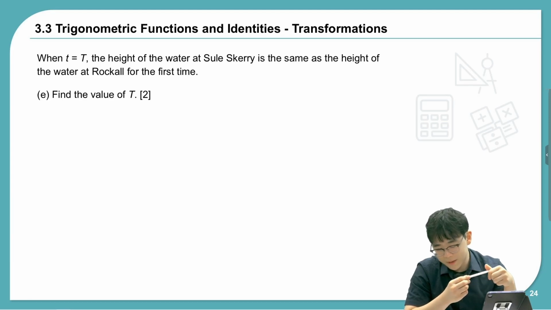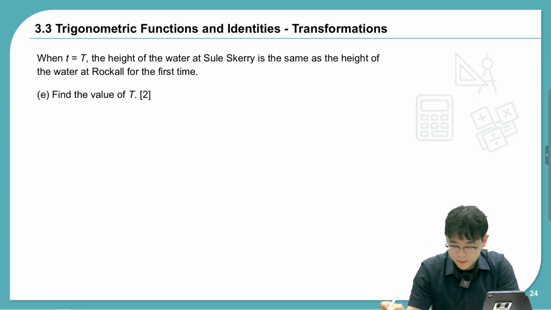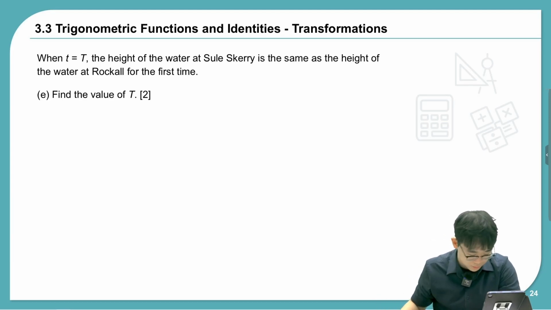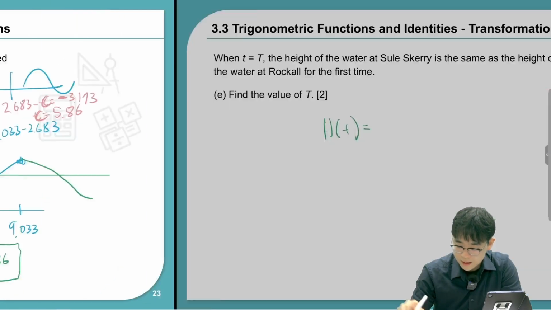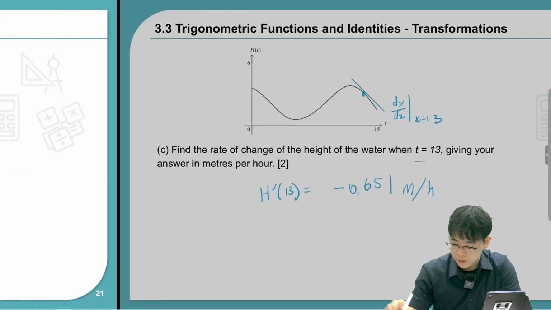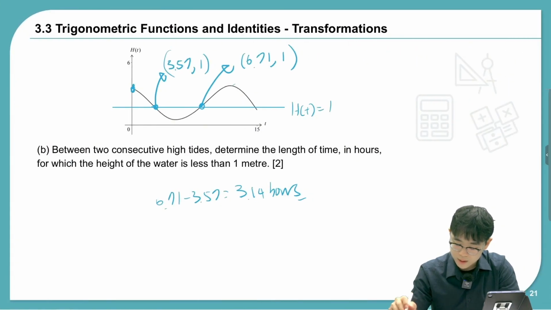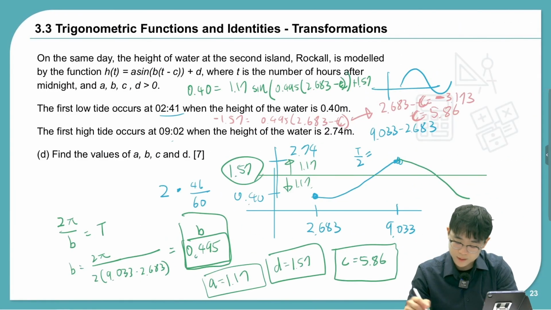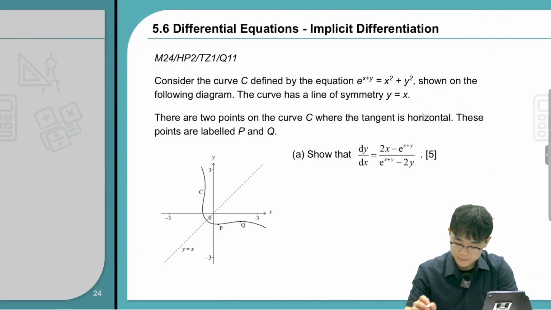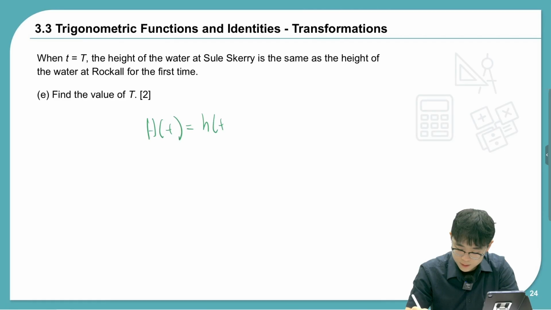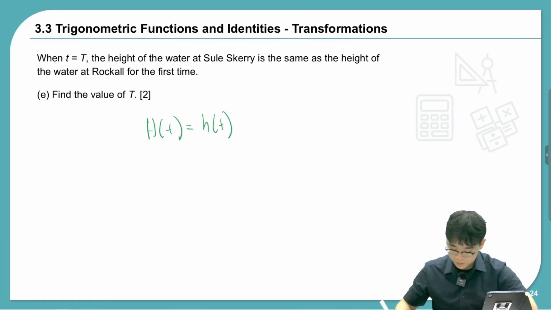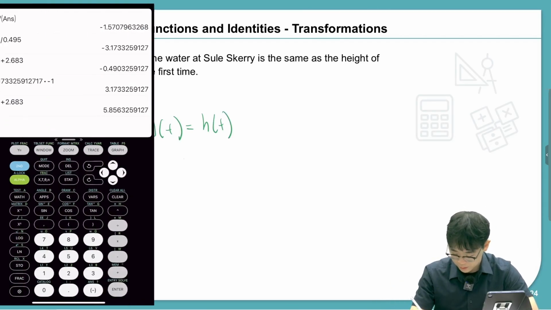So we're trying to find when time is capital T, when the two heights are going to be the same. So we just need to set up the equation where capital HT, which stands for the height function of the first island, right, is equal to small ht, which is the height function of the second island. So we have small ht right here. So we don't need to think too much about this. We can just solve this using our calculator.